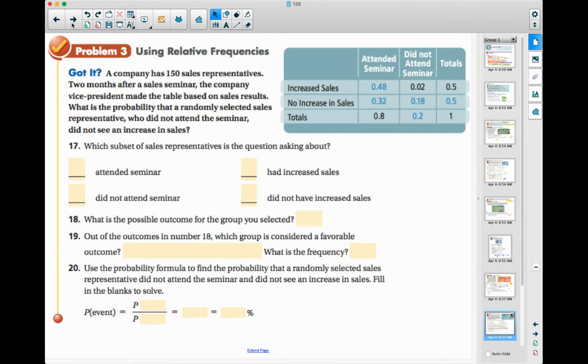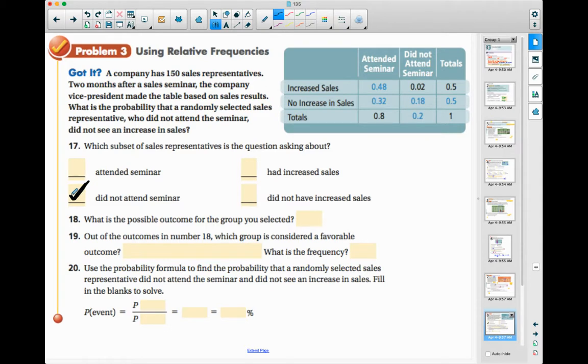A company has 150 sales reps. 2 months after the sales seminar, the company's vice president made the table based on sales results. What is the probability that a randomly selected sales representative who did not attend the seminar did not see an increase in sales? Which subset of sales represents the question that we're asking about? We are looking at people that did not attend the seminar. So we're looking for these people here, right?